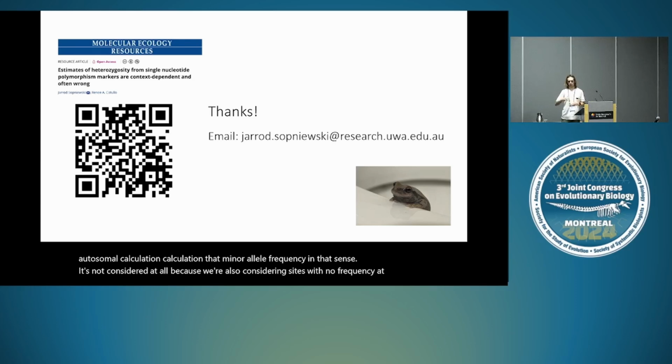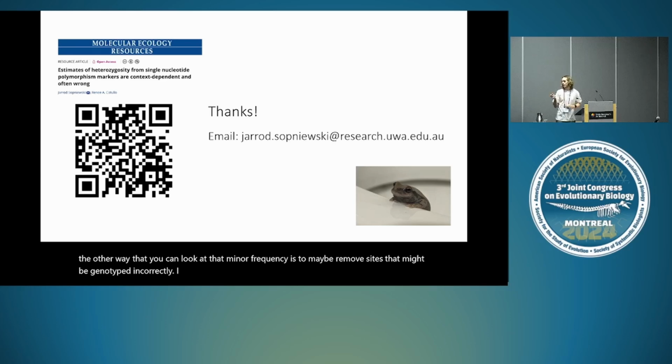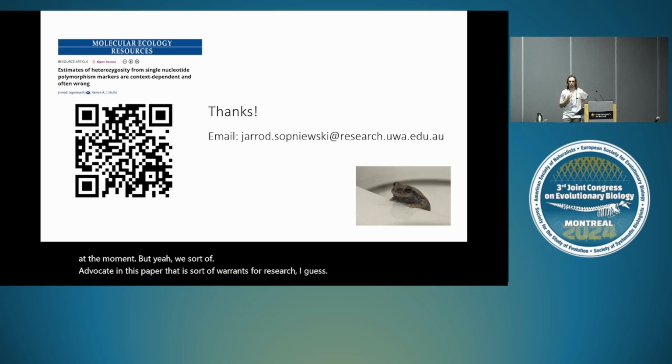I guess the other way that you can look at minor allele frequency is to maybe remove sites that might be genotyped incorrectly. And that's something that we haven't looked at heaps in this paper, it's just beyond the scope, which is why this solution's a little bit of a band-aid at the moment. But we advocate in this paper that it warrants more research. I hope that answers, sorry.